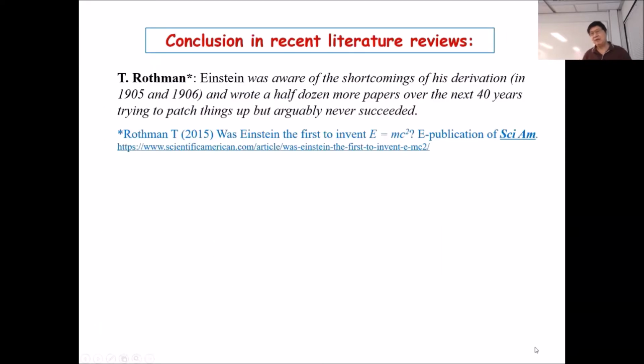Now recently, there were several detailed literature reviews of Einstein's work on this topic of E equals mc squared. Here's what they found. A review written by Tony Rothman, published in Scientific American in 2015, concluded that Einstein was aware of the shortcomings of his derivation in 1905-1906 and wrote a half dozen more papers over the next 40 years, trying to patch things up, but arguably never succeeded. So according to this review, Einstein never really gave a satisfactory derivation of E equals mc squared.